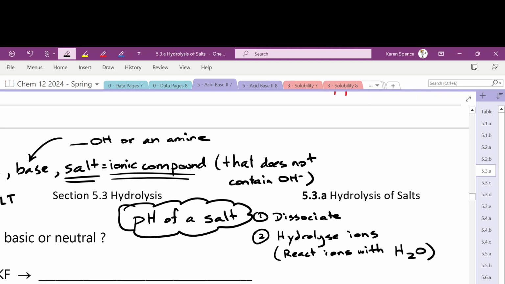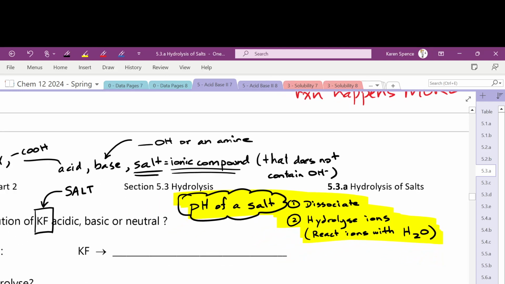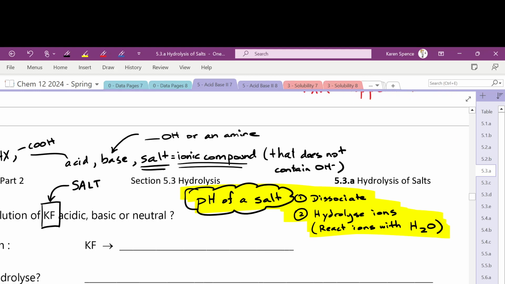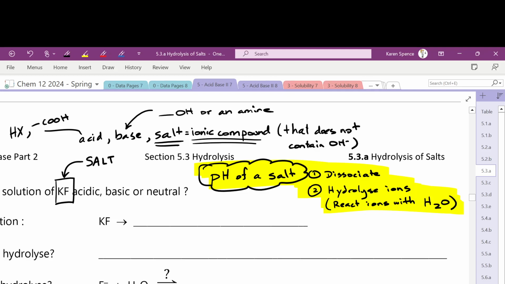I need to come up with a little device for this. There's no weak little old lady for this one. So if you guys think of something really clever to remember, if you're asked for the pH of a salt, you have to dissociate it and then hydrolyze the ions. This one sounds like it's going to be hard to come up with a mnemonic device. You might just have to remember this on your own without pictures or anything.